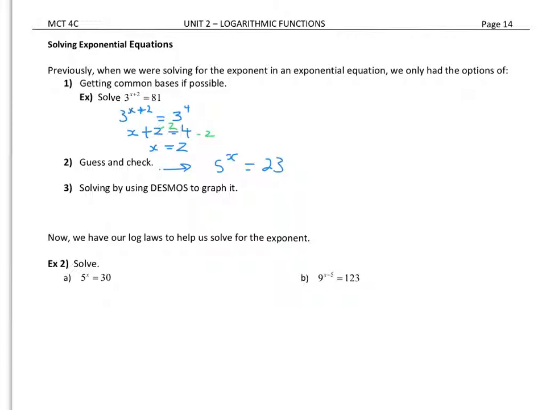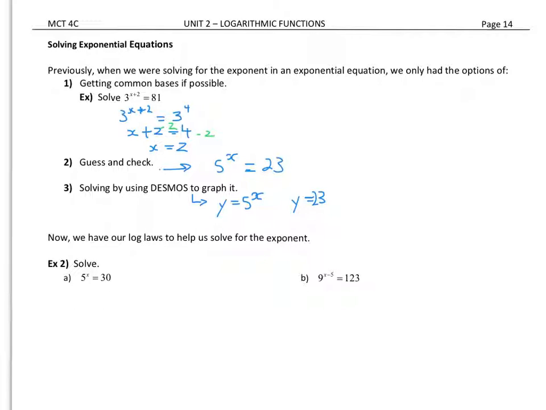Also, another way to solve that if we couldn't get common bases was to use Desmos. So we would graph y equals 5 to the x, and then graph y equals 23, and then we would see where those two graphs intersect each other. That would give us the x coordinate of the intersection point, and the x would be the solution to the equation. So now we're going to learn how our log laws can help us solve for that exponent.